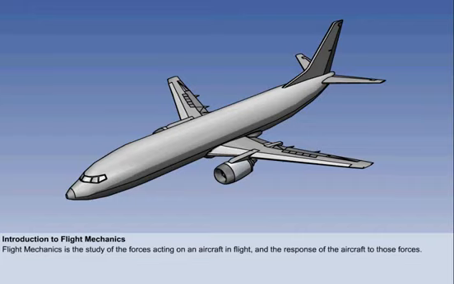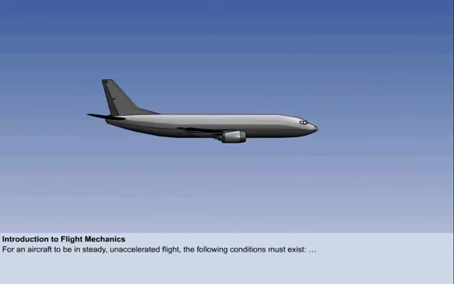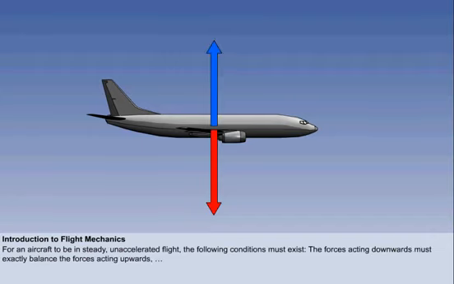In this series of lessons on flight mechanics, you'll be studying the forces acting on an aircraft in flight and the response of the aircraft to those forces. For an aircraft to be in steady, unaccelerated flight, the following conditions must exist. Forces acting downwards must exactly balance the forces acting upwards, and the forces acting backwards must exactly balance the forces acting forwards.